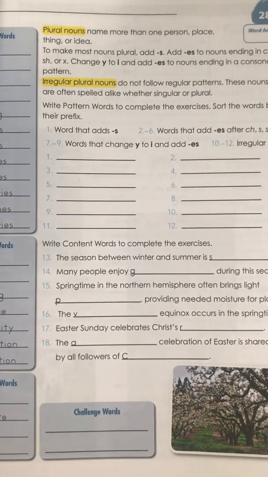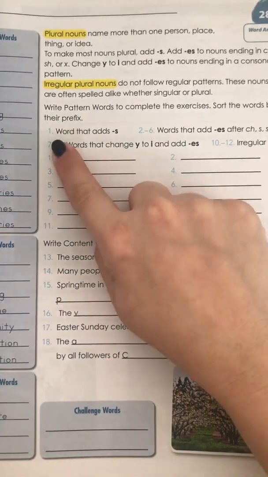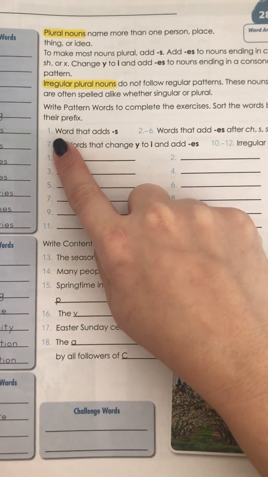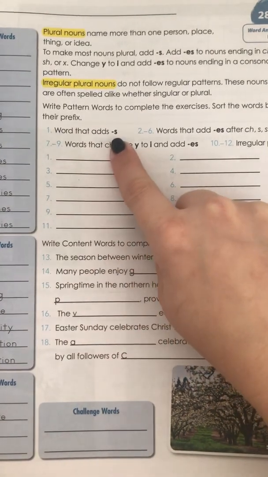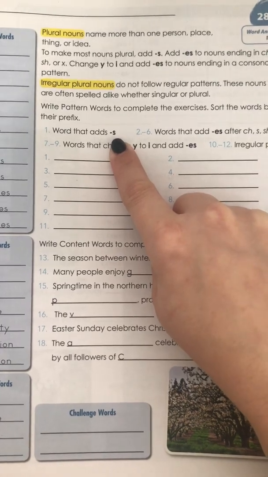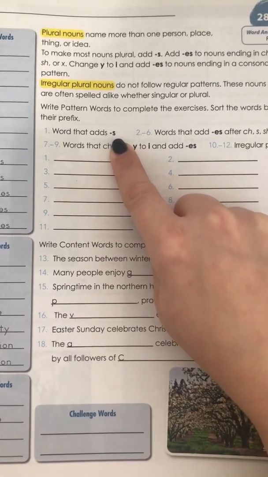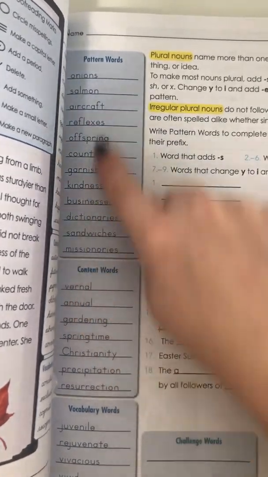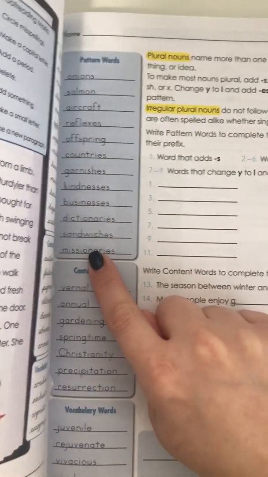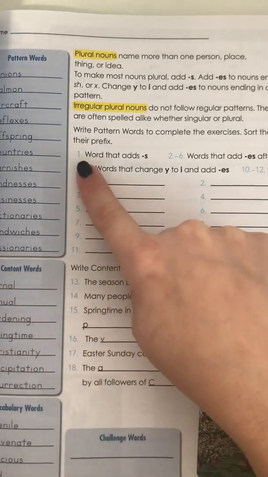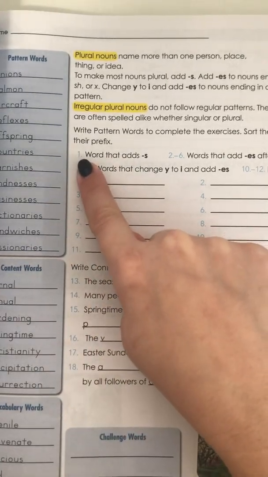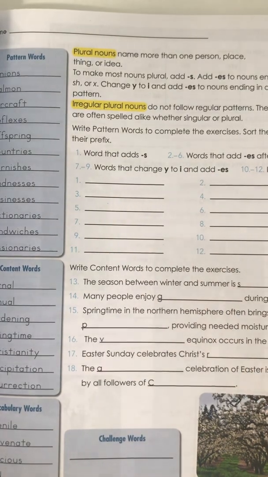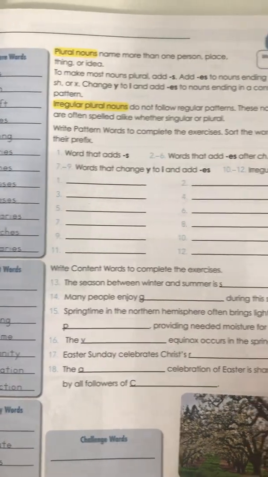So for number 1, you're going to find the one word that adds only an S to make it plural. And it's important to know that all of these words are made plural. All of them mean more than one. So for number 1 only, find the one word that just uses S, not ES or anything.